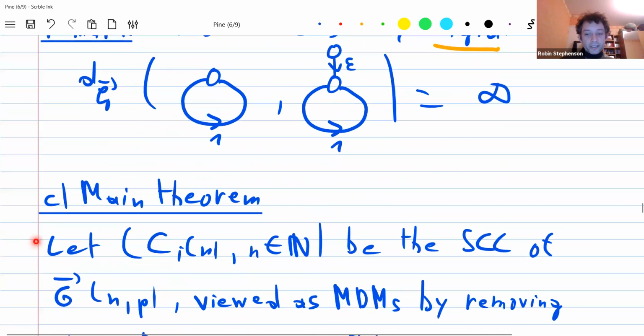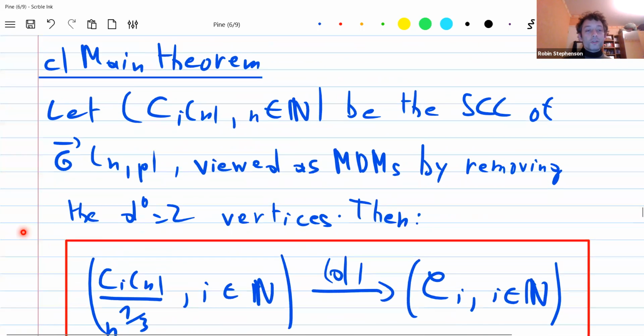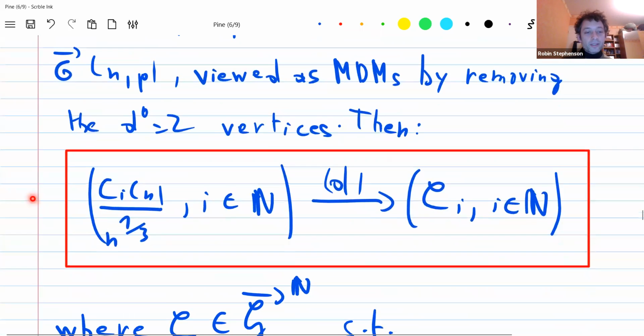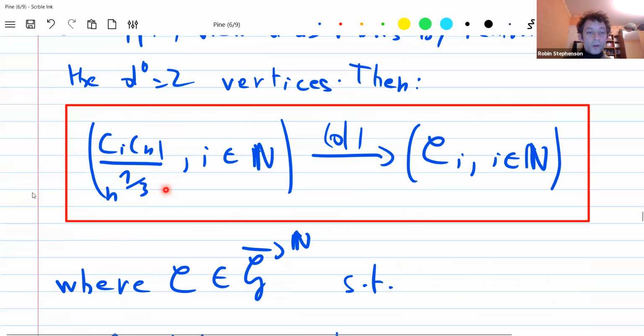And finally, I can state the actual theorem. I take the strongly connected components of my directed graph G and P, and I do what I did before: remove all the useless degree 2 vertices and instead replace them by long edges. And then we have the scaling limit. So I rescale things by n to the power 1/3. We kind of guessed that. And then we have a convergence in distribution of my Ci of n towards mysterious curly Ci, which are not the same as before. Now the curly Ci all turn out to be MDMs.